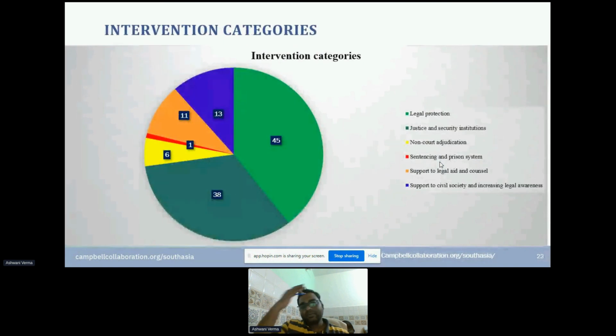So what evidence is available, and in which categories? 45 studies are on legal protection, which has the maximum share, followed by Justice and Security Institutions with 30 studies. But only 1 study is available for the sentencing and prison system, which is the lowest, followed by non-court education with about 6 studies. So these are the intervention categories.